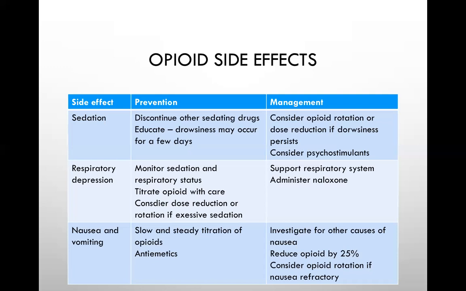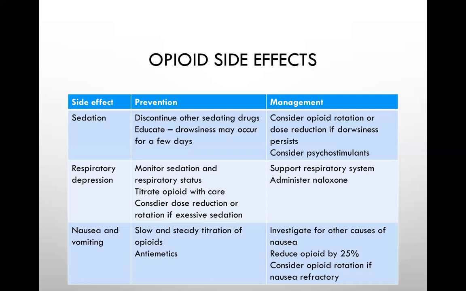For respiratory depression, monitor the sedation and respiratory status of this patient. When you titrate your opioid with care, you can actually avoid respiratory depression. But usually with overdosage, it's some of the side effects that can appear. Therefore, when you notice that, consider reducing the dose or rotation if there's excessive sedation. And when you have respiratory depression, management involves supporting the respiratory system and administration of the antidote, which is naloxone.